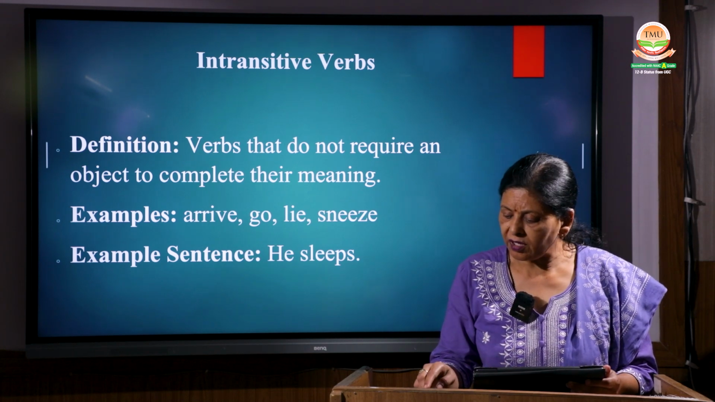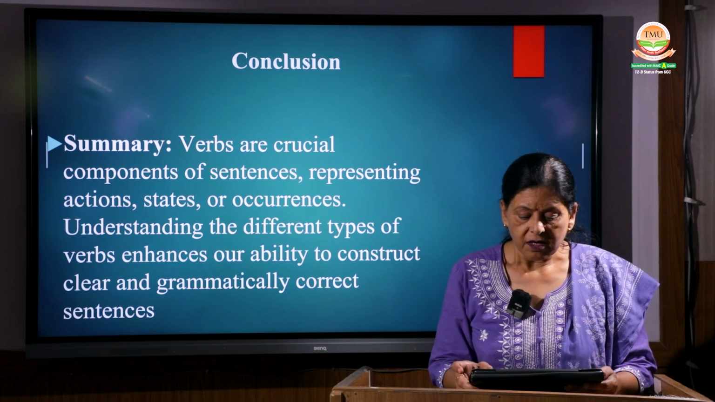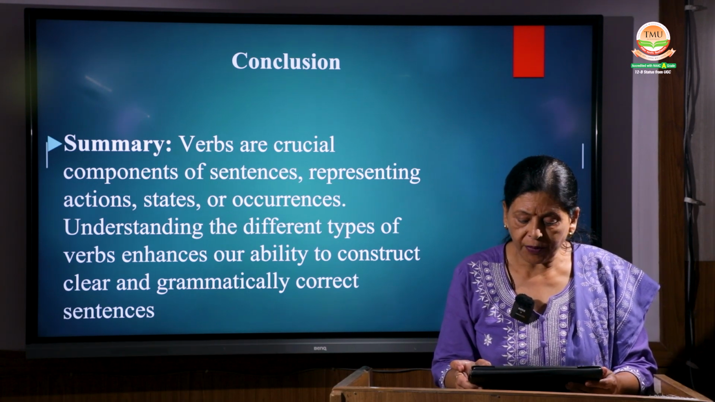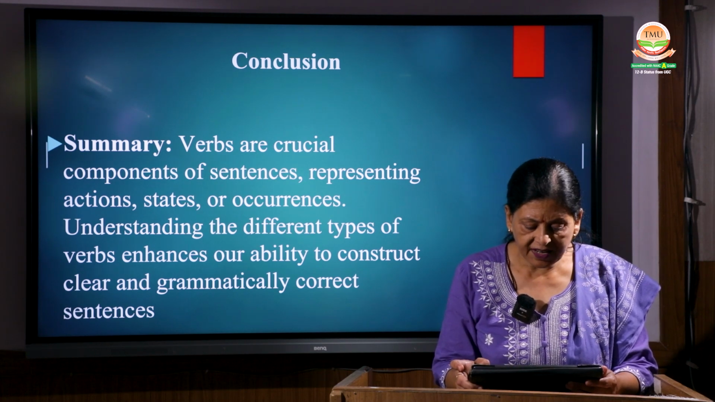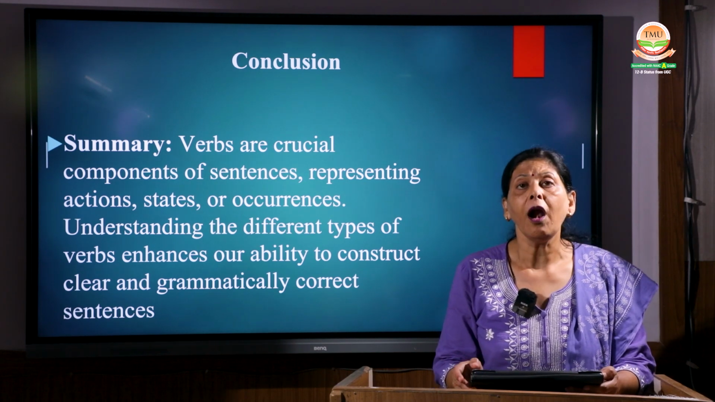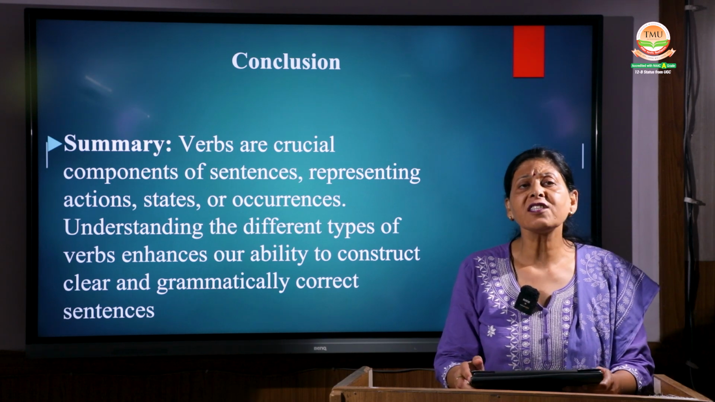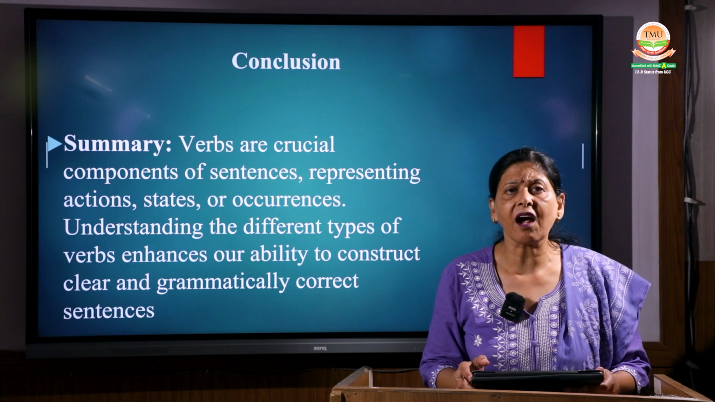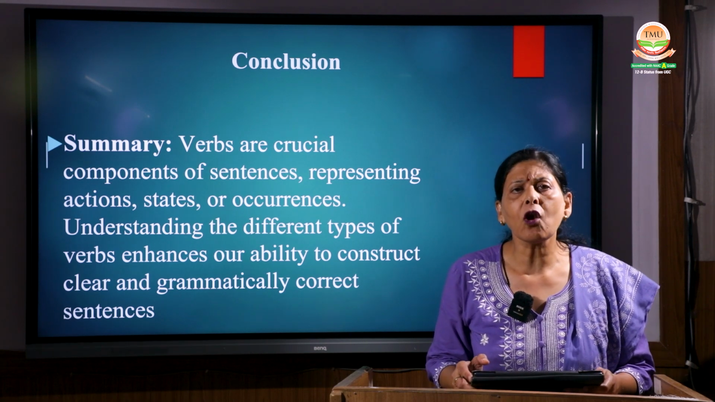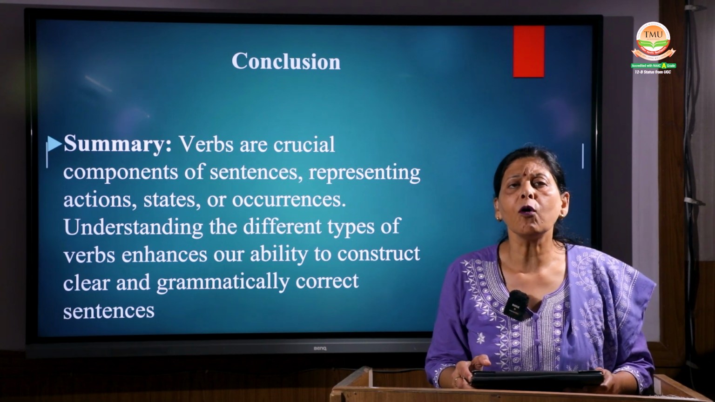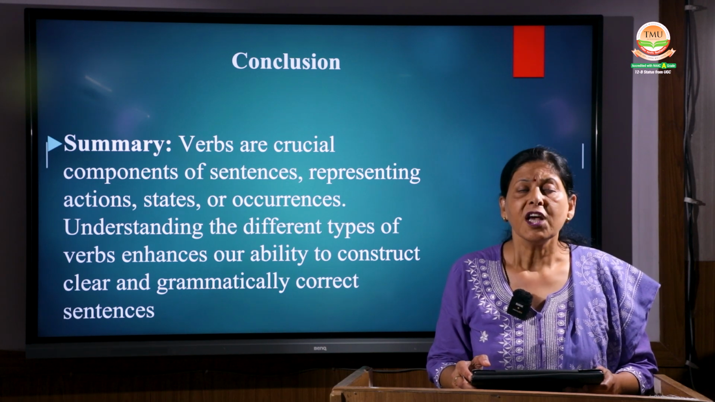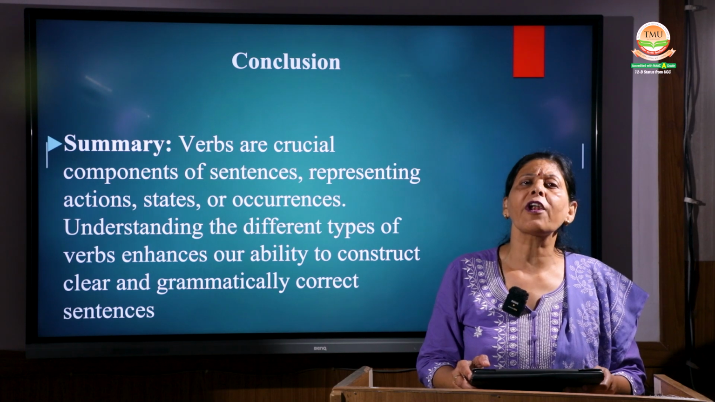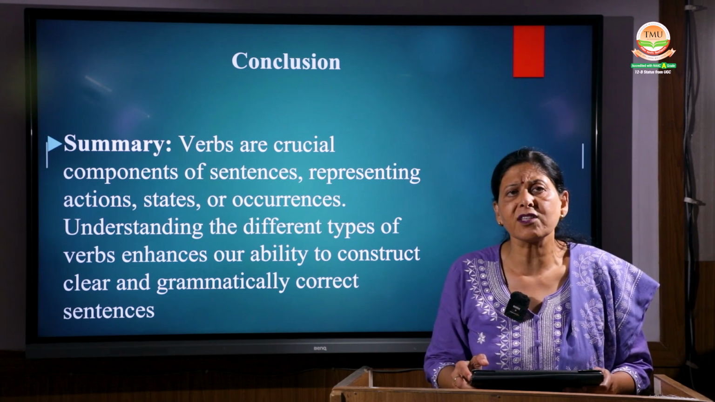Now I come to the conclusion. Summarizing, verbs are crucial components of sentences, representing actions, states or occurrences. What action has taken place, what is the state, what has occurred and when cannot be depicted without the use of verbs. So verbs are very important, just as nouns and other parts of speech are.